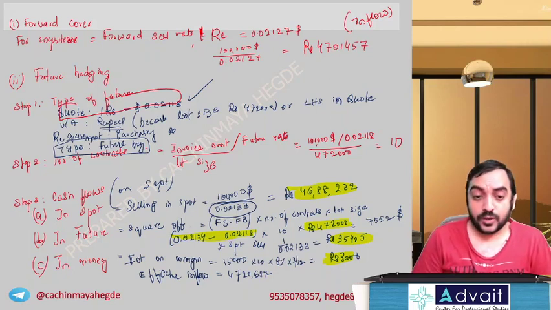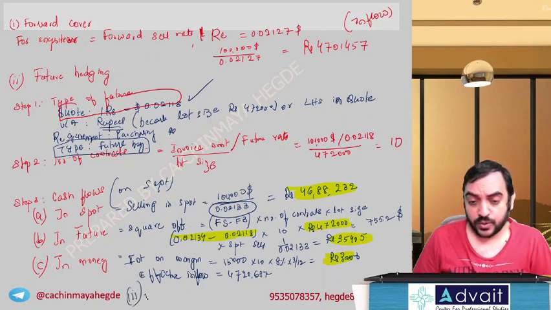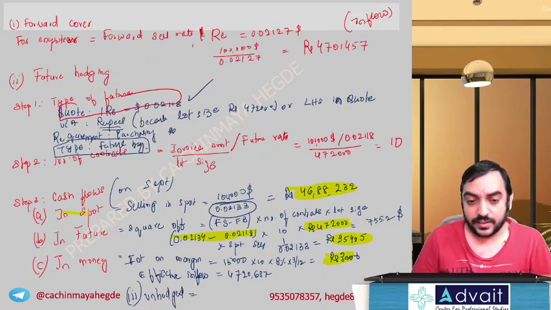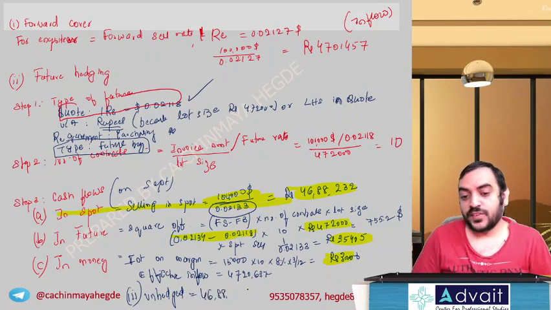Okay. Now this is future hedging. They ask one more, unhedged, no hedging. If it is unhedged, how much would be the amount? Very simple. Unhedged means you would have got only in spot market, right? Only spot market amount would have come. Unhedged situation, which is 4688 232.